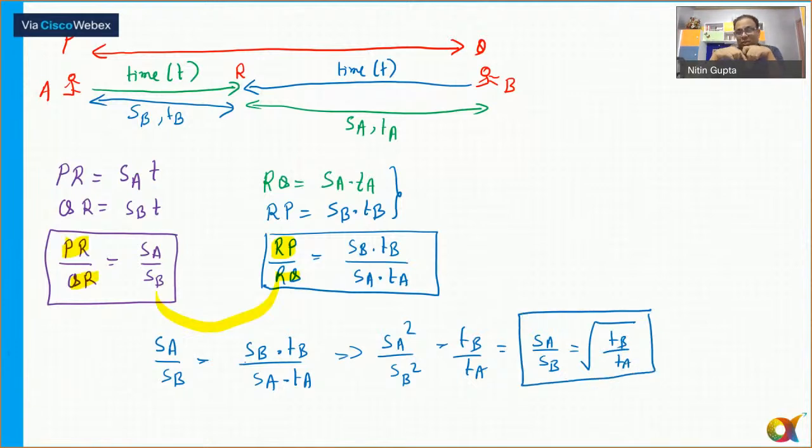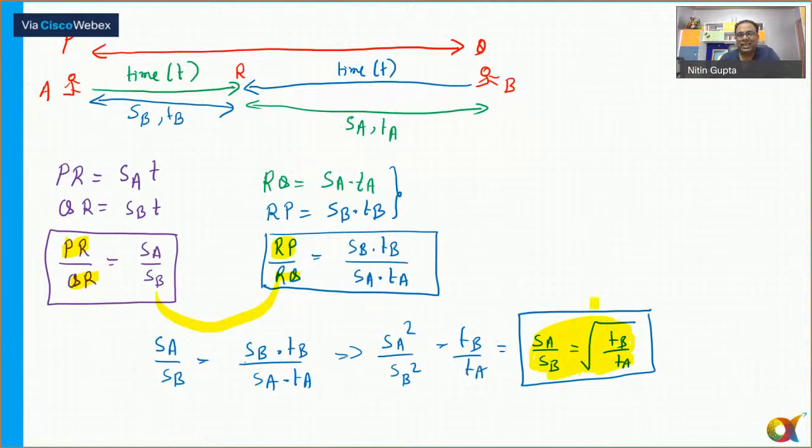Very important result. In some books, the direct formula is given, but now you know how this formula has been derived. So what is given here? Two persons both started at the same time, and after meeting, the time they take to reach the opposite ends is given. So in that case, the ratio of speed of A to speed of B is equal to the square root of time taken by B upon time taken by A.